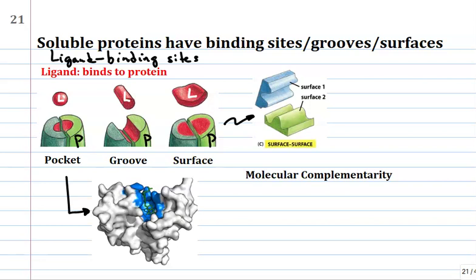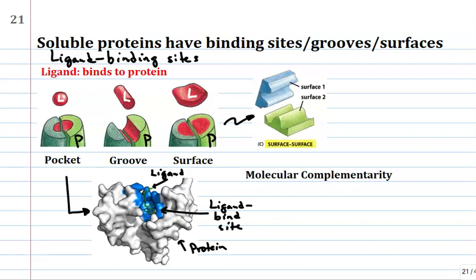This is a protein. In this case, it's a little hard to see maybe. The ligand is kind of green in color right there. But what are these blue residues? What's the blue? This is the ligand binding site on the protein. And this looks more like a pocket that the ligand can just pop into and fit into.